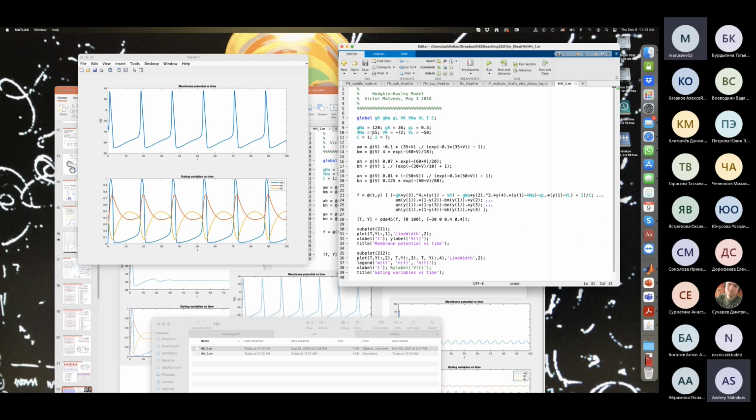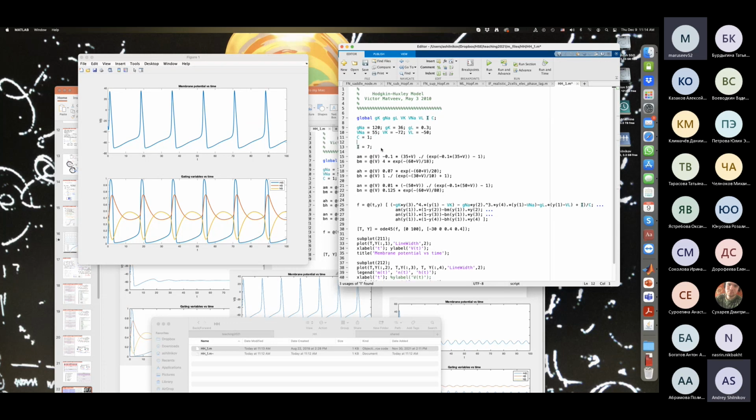There are multiple numbers called conductances, crazy numbers like the maximal conductance for the sodium channel, 120. All these numbers come from experiments. The only bifurcation parameter in this case is the external current, which is 7. What I'm going to do is make it 4. No idea, let's see what's going to happen.